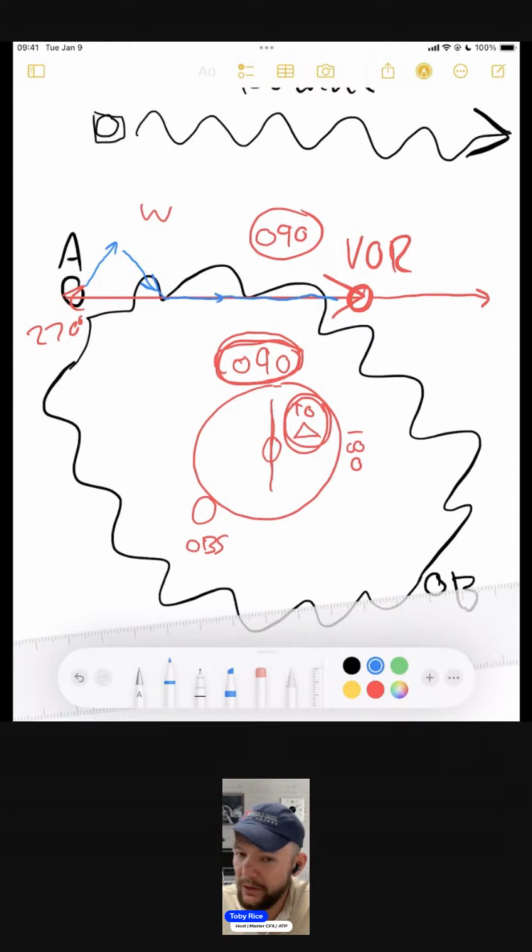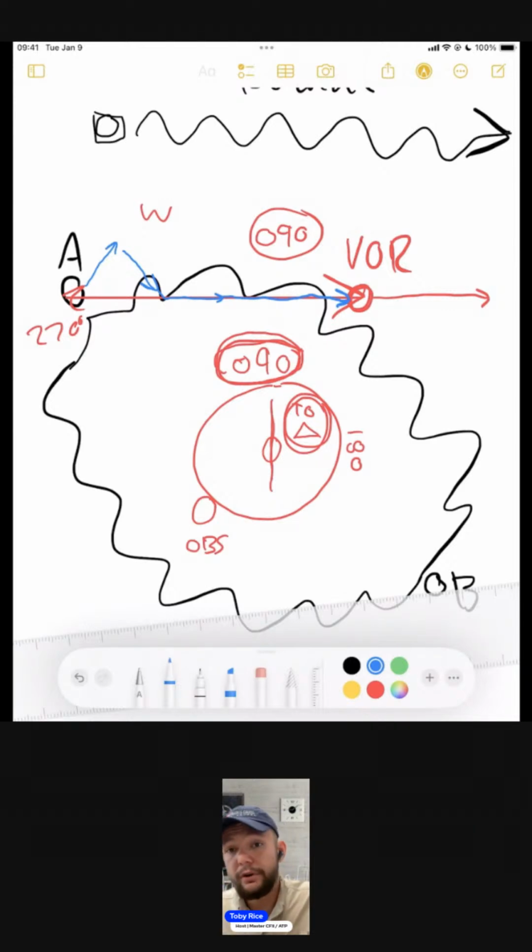Now, as I get closer and closer to the VOR, the needle will get more and more sensitive because the closer to the VOR, the closer the radials are together because they are radiating from the VOR, right? So that means there's more of them in a closer vicinity. So the needles will get more sensitive. As I get to the VOR, a couple things are going to happen. Number one, it increases sensitivity.